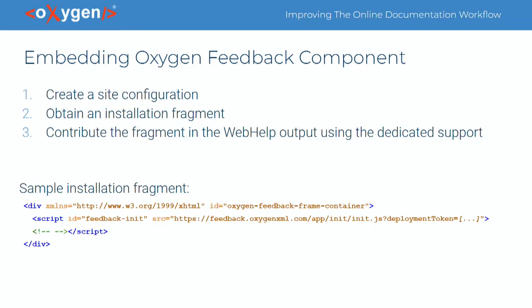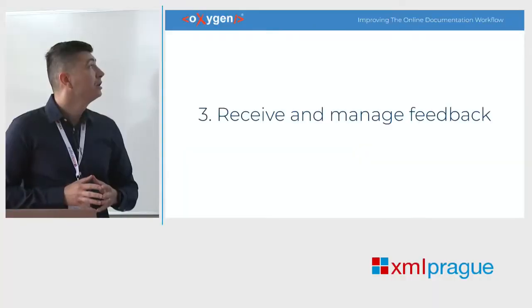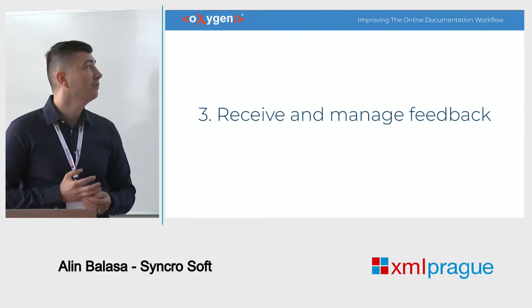For example, the base URL for the WebHelp output is the URL where your documentation is deployed. After performing these steps and creating a site configuration, you'll obtain an installation fragment like this one here. After that, you'll need to embed this installation fragment in every HTML page where you want the commenting component to be displayed. Oxygen publishing engine offers built-in support for contributing the Oxygen Feedback installation fragment into your WebHelp responsive pages.